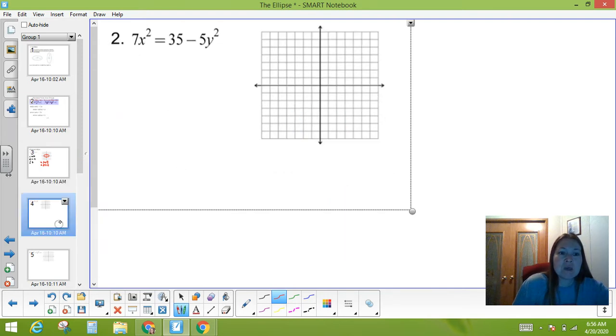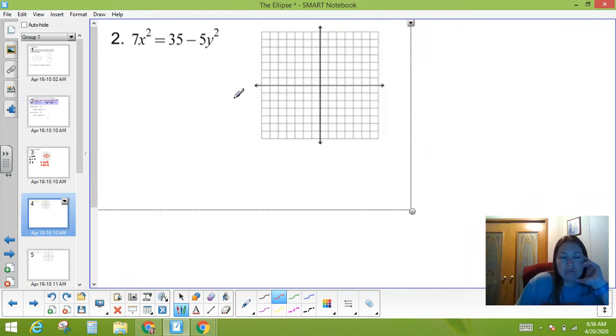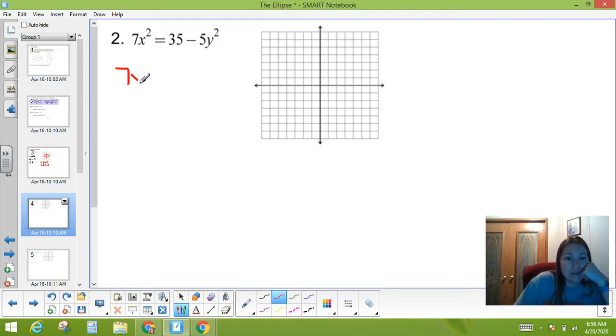Okay. So number 2, again, we're going to keep it kind of simple, but we need to remember that for an ellipse, we're supposed to look like this. So we have to be equal to 1, and X and Y on the same side before we can graph. So for standard form, the first thing I want to do is move the Y over here with the X. All right, and then to get this to be 1, we're just going to divide by whatever that number is.